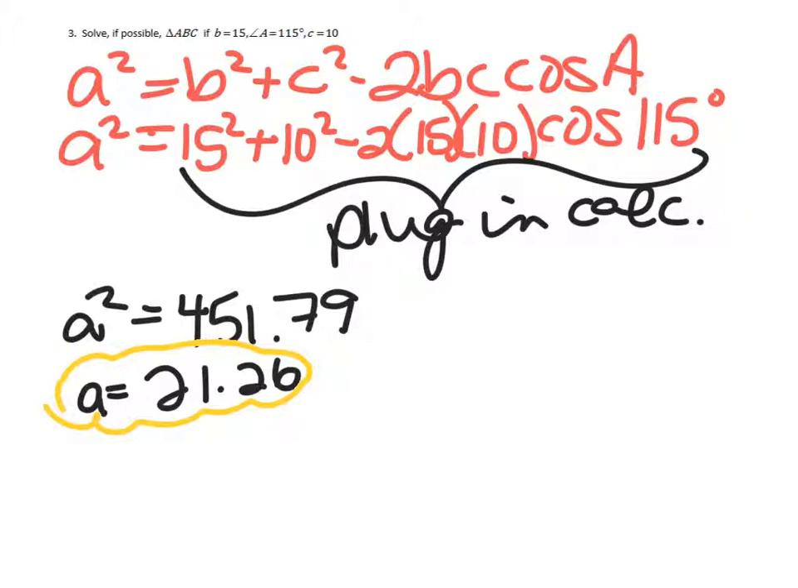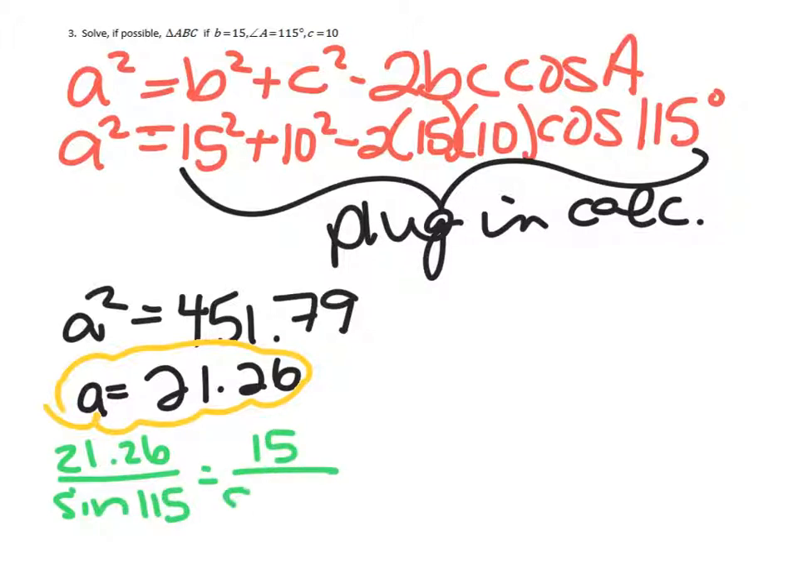So once I do that, then I can use my law of sines to find everything else. 21.26 over my sine of 115 equals 15 over your sine of whatever angle B is equals 10 over whatever angle C is. Because we don't have a lot of space on here, I'm going to add another screen, so you might want to pause it now if you need to copy.